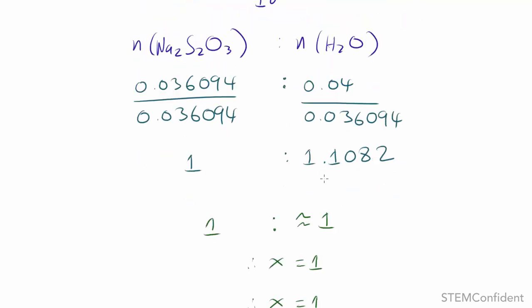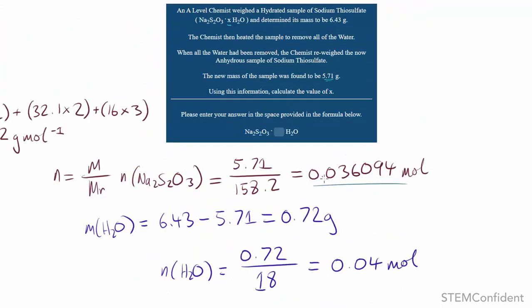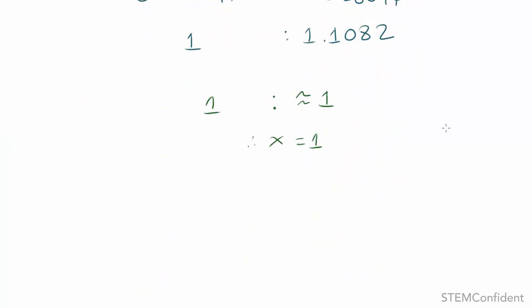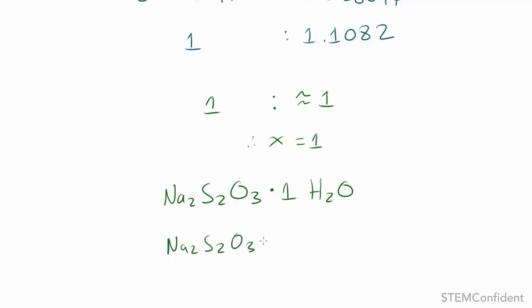Now, if x is equal to 1, then we can say that Na₂S₂O₃, let's write it down here, Na₂S₂O₃ dot 1 H2O. In reality, you do not need to put a 1 there because it is just 1, just like in this case you don't need to put a 1 there. So it would effectively be Na₂S₂O₃ dot H2O.